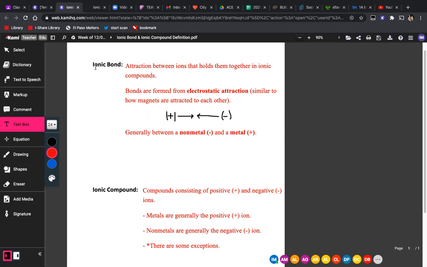Okay. So, ionic bonds tend to be formed between nonmetals and metals. Now I put a charge next to each of those words because the nonmetals tend to be the negative ion and the metals tend to be the positive ion. So please be sure to go ahead and add this section right here.